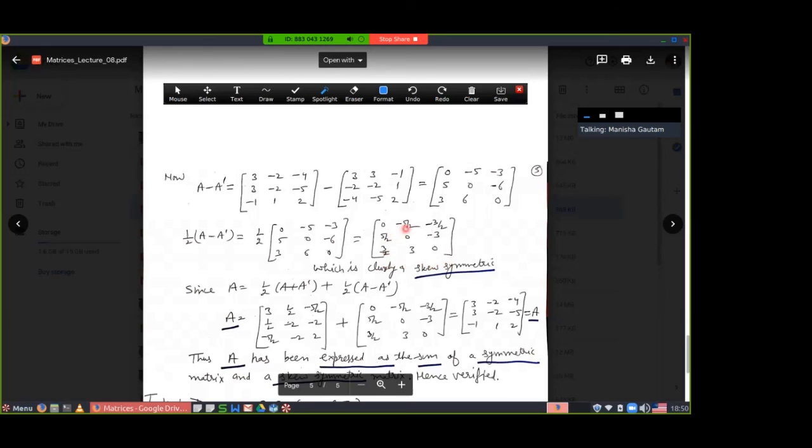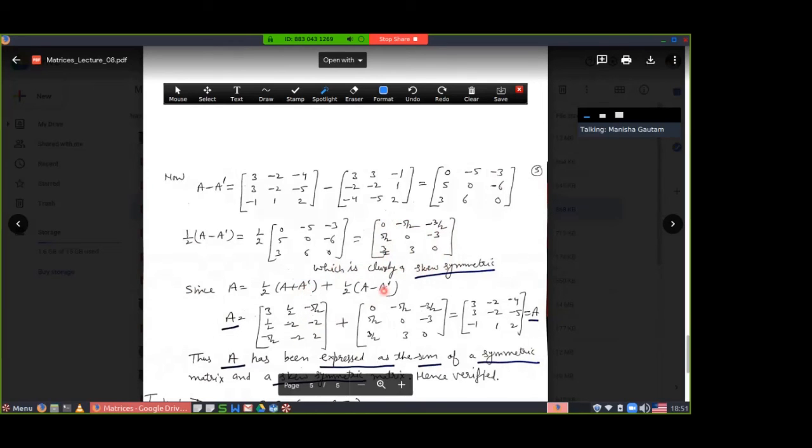You can see here, above the diagonal all elements are negative, below all are positive, and diagonal elements are 0. When you change rows into columns, only the minus sign difference will be there. So what? It means A transpose comes out equal to minus of A. It means this is a skew symmetric matrix. Now we have already calculated half of A plus A transpose and half of A minus A transpose. Put the values of these.